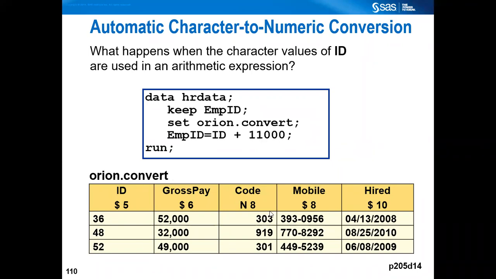This is your input table. So you have code and mobile. This is your ID, this is your gross pay, this is hired. See, gross pay is character. See, hired is character. This has special signs, hence it's saved as character.